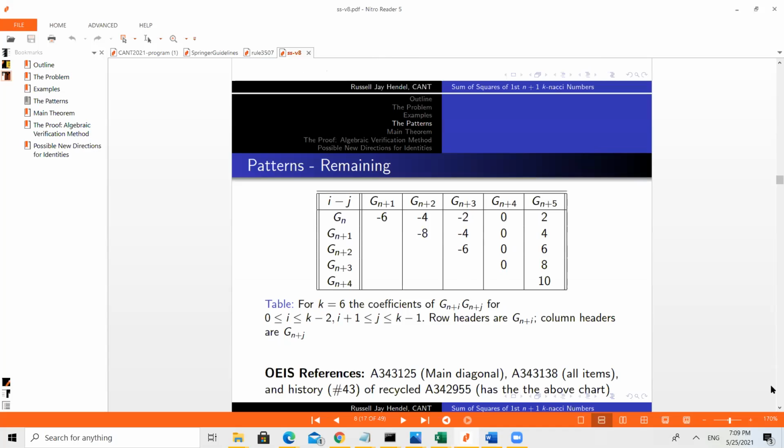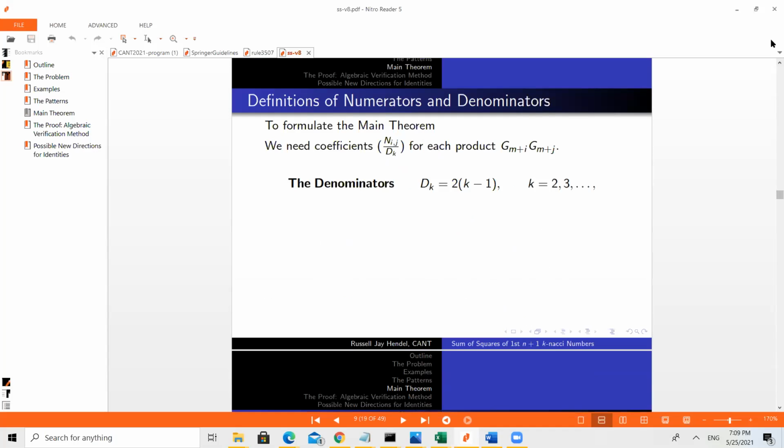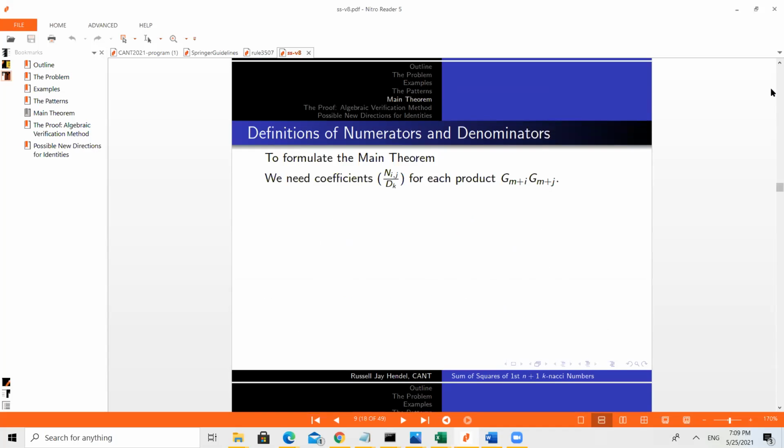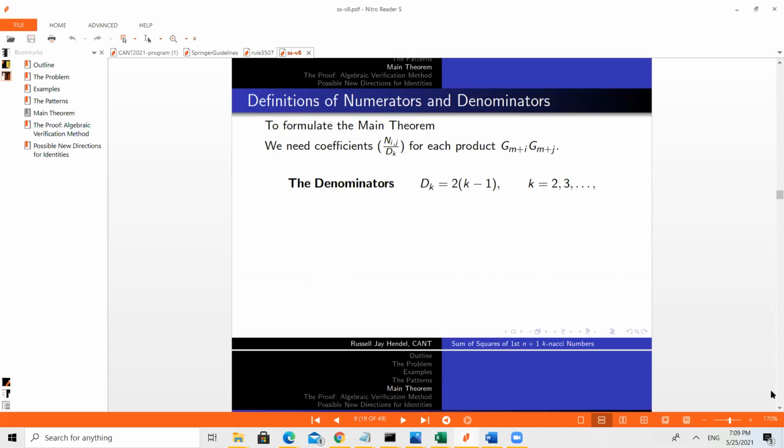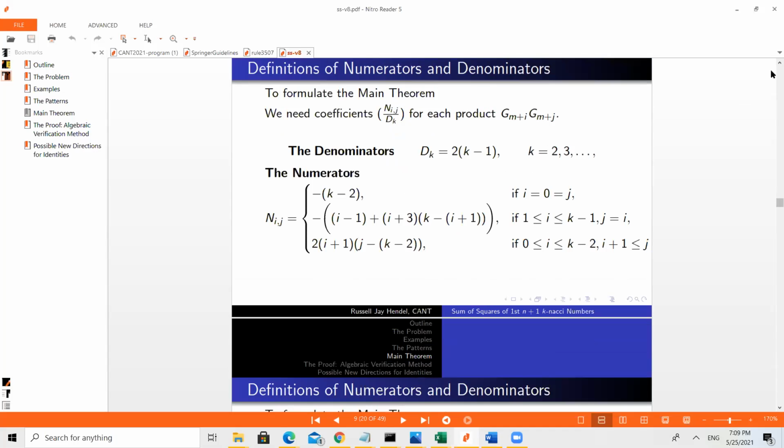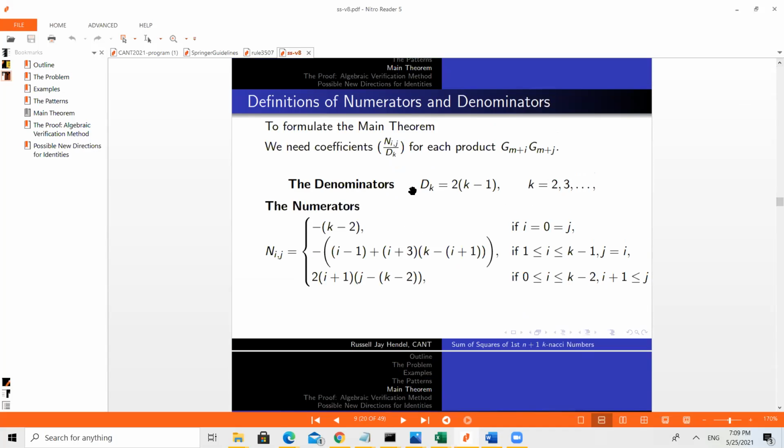And now I can at least formulate a theorem. We need coefficients for each product g_{n+i} g_{n+j}. And so this is what we're going to have. The denominators will be 2, 4, 6, 8, 10. It'll be 2 times (k − 1). The numerator for the special case of 0 will be minus (k − 2).